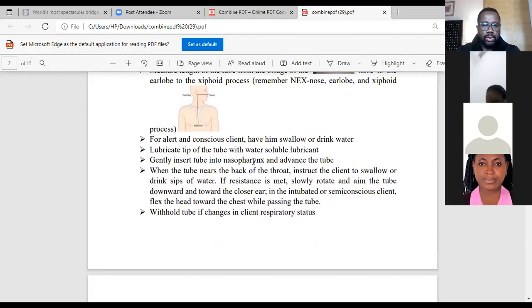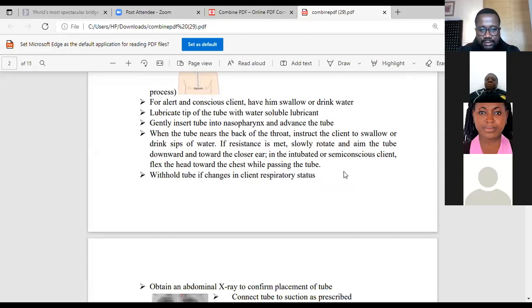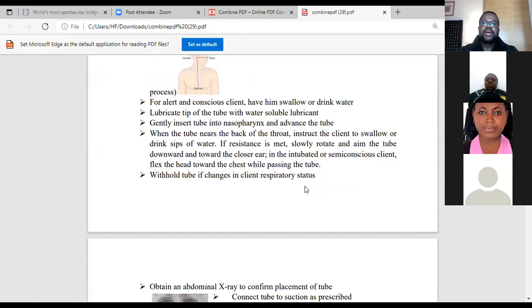So for conscious clients, you have them swallow or drink some water, then you lubricate the tip of the tube and you gently insert it when you have identified the nostril that is patent. You gently insert into the nasopharynx, okay? Now, when the tube is nearing the back of the throat, you instruct the clients to swallow or take sips of water. But if you face some resistance, you can slowly rotate and aim it downward, and continue to insert, okay?